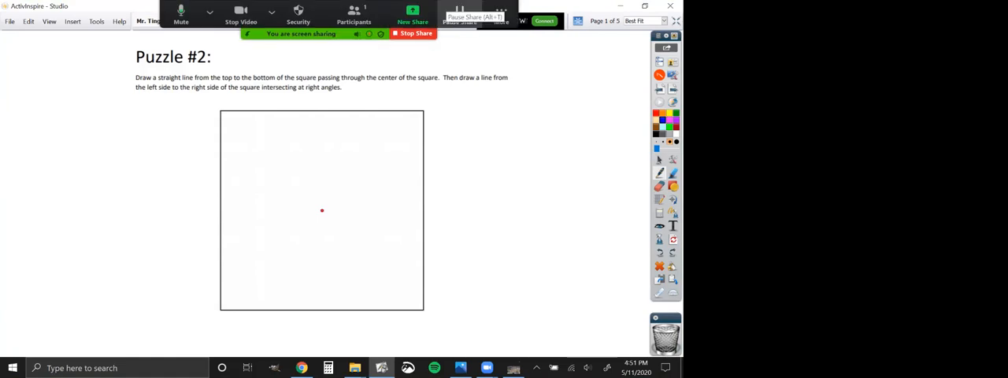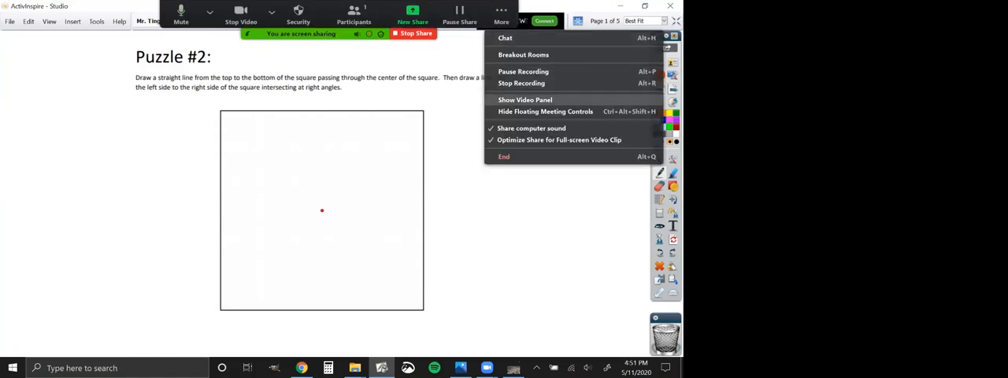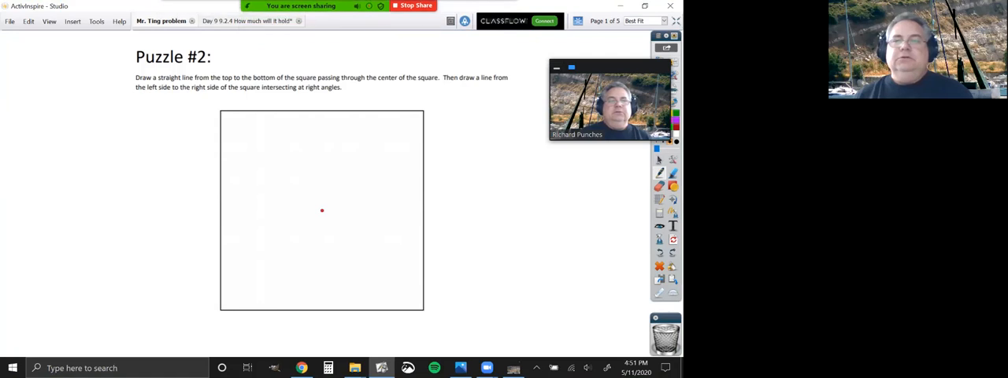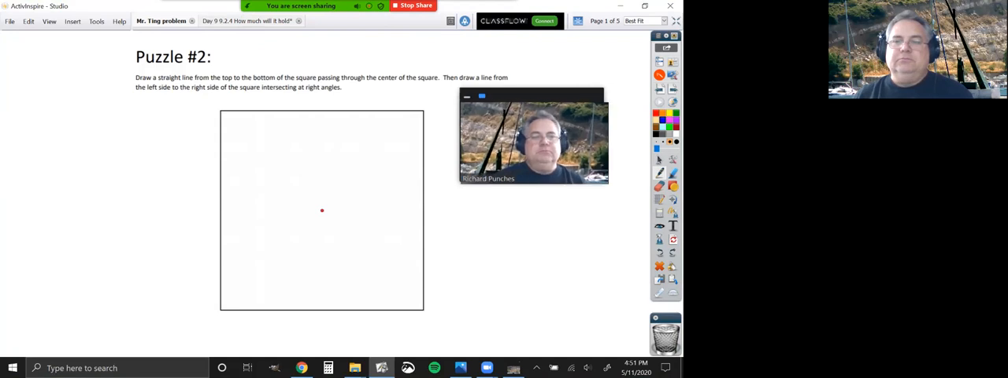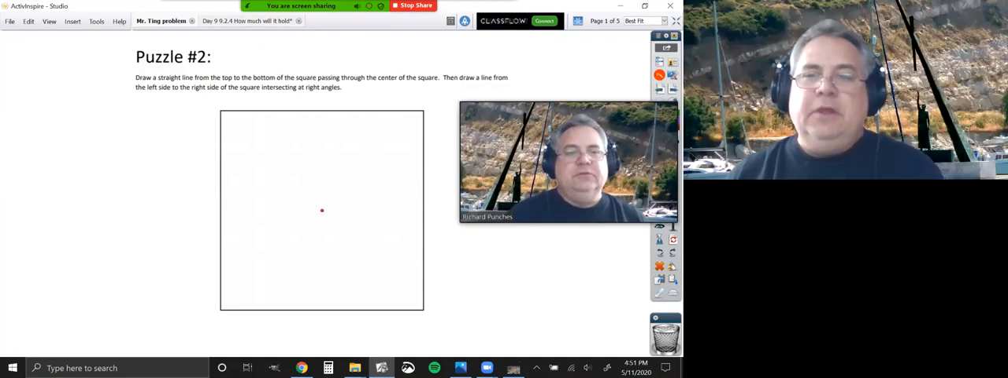Let me see if I got my little monitor up here. So in the background I got the Pythagoras statue. I think that might be in Samos where he's from. It's kind of a cool statue.